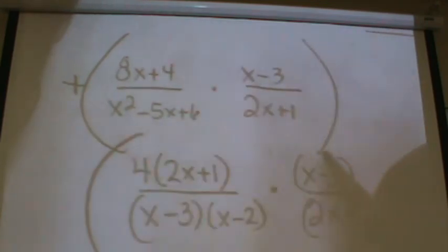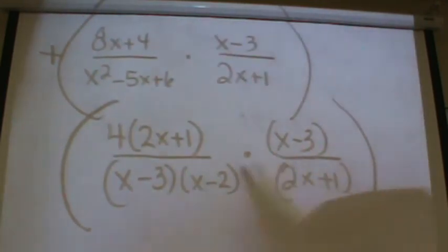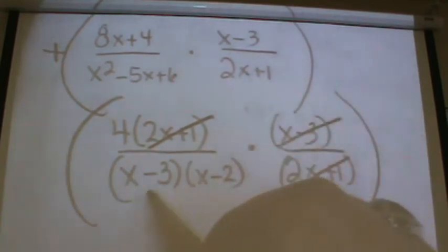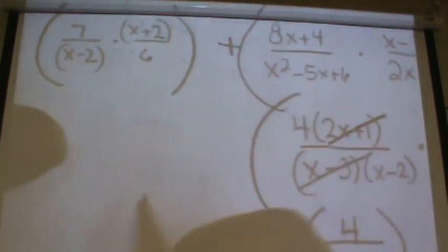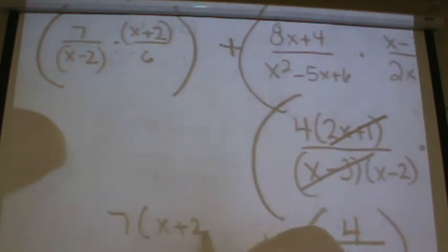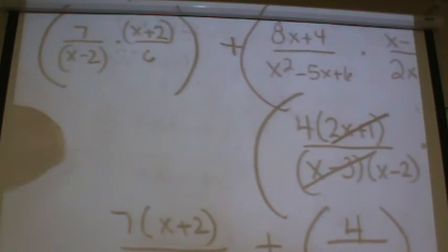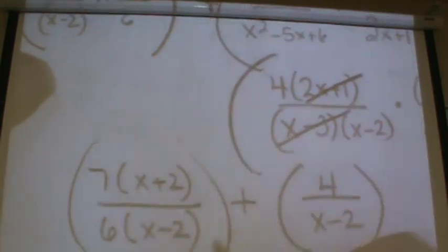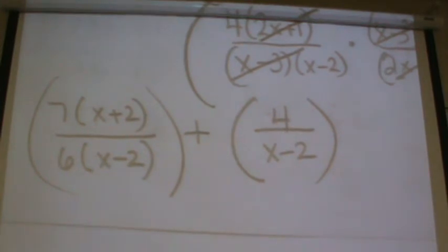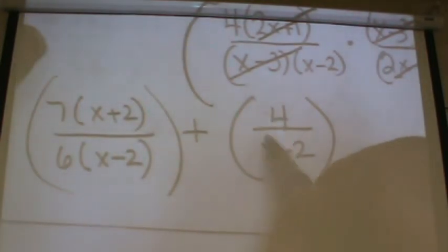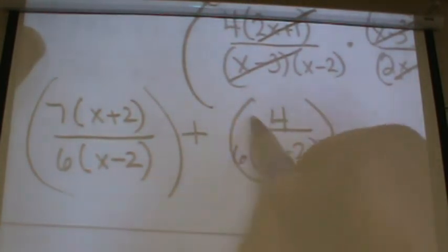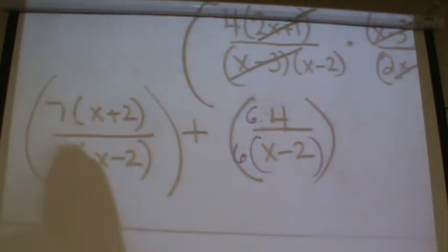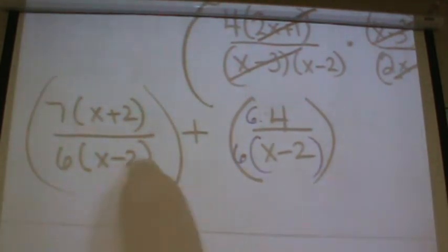Okay, what cancels? This is one problem right here. What cancels? 2x plus 1 and x minus 3. Those 2, these 2, what's left? 4 over x minus 3. So that's what you have on this side, but we have to add this, which is 7x plus 2 over 6x minus 2. Can we add these 2 fractions right now? Not yet. What do you have to do to this and this? Times 6. You have to multiply this by 6 and that by 6. You have to get a common denominator, which is 6 times x minus 2.